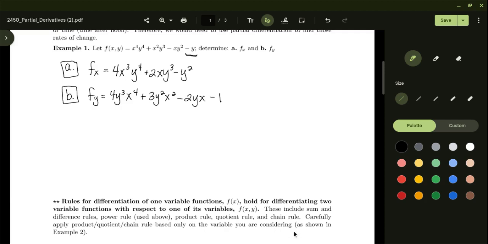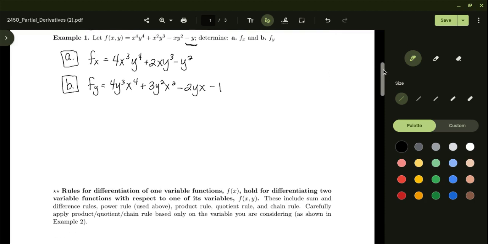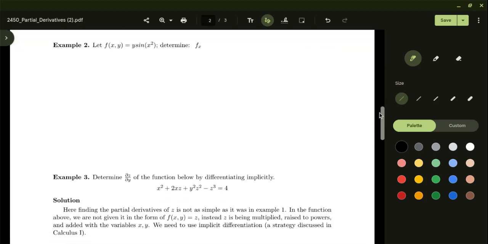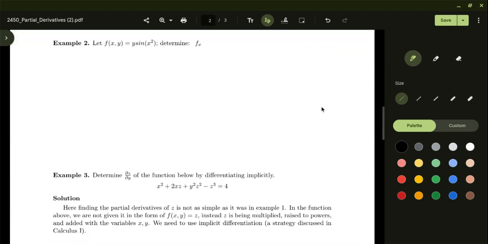That's also something that you need to be careful about, because when we apply the product, the quotient, and the chain rule, we want to apply that based only on the variable we're considering. So we're only basing it on x if we're finding the partial derivative with respect to x, or only on y when we're looking for the partial derivative of f with respect to y. So be careful about applying those rules correctly for the variables that we're concerned with. So let's take a look at an example.